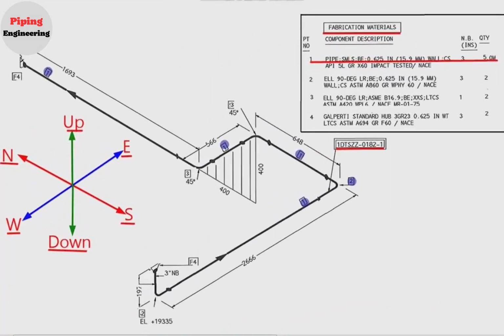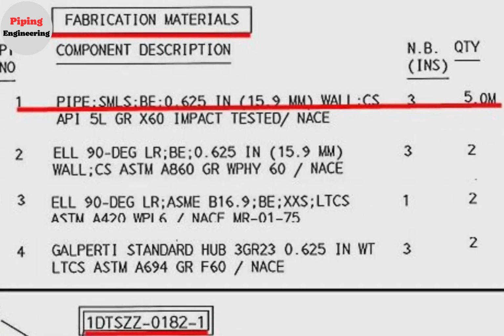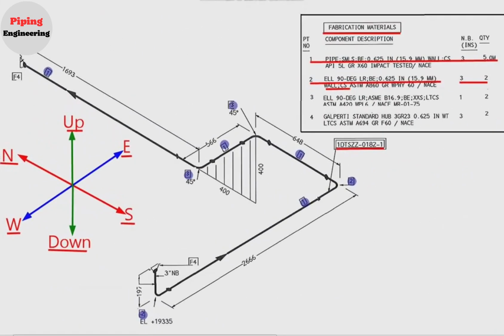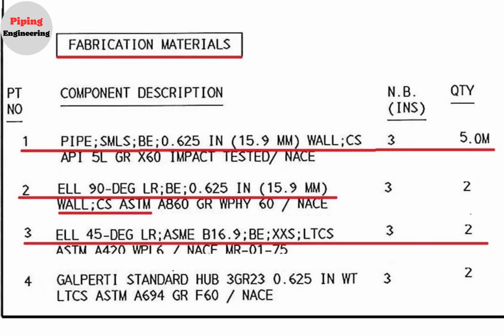Detail number 2 was used in 2 places in the pipe drawing. Let's look at the material list. The item number 2, elbow 90 degree, long radius, 0.625 inch i.e. 15.9 wall thickness, the size is 3 inch, the material is carbon steel, the quantity is 2 pieces. Detail number 3 was used in 2 places in the pipe drawing. The item number 3, elbow 45 degree, long radius, 0.625 inch i.e. 15.9 wall thickness, the size is 3 inch, the material is carbon steel, the quantity is 2 pieces.